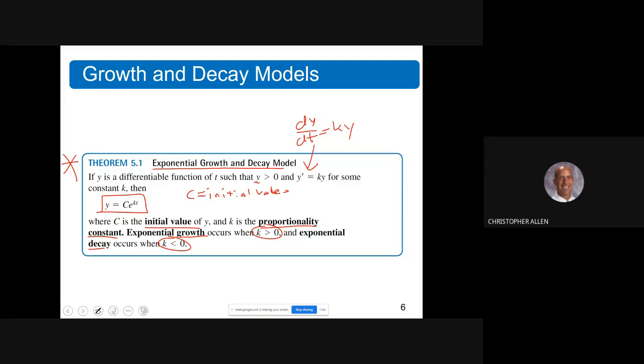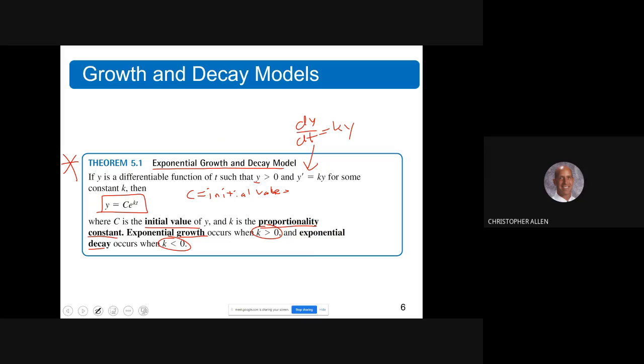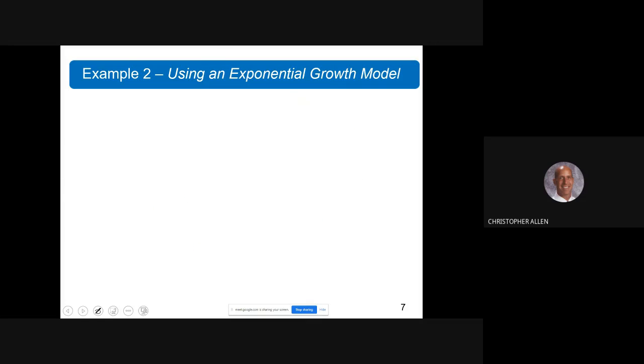Now guys, I kind of went through that really quick, but let me just go back and hit this last slide one more time. What I did right here is I found the general solution for any differential equation like this. I used simple separation of variables to solve that differential equation. And that's where this comes from. It is the solution to this differential equation. So let's just go ahead and look at a problem.